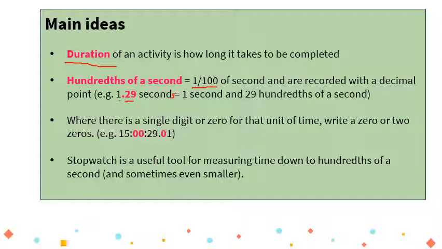And where there is a single digit or 0 for that unit of time, write a 0 or 2 zeros. So here, let's say it's hours, 15 hours. It's on the hour, so there are no minutes there. 29 seconds and 0.01 hundredths of a second. And lastly, which is the most obvious one, a stopwatch is a useful tool for measuring time down to hundredths of a second, and sometimes it even gets smaller where you need to be super precise.